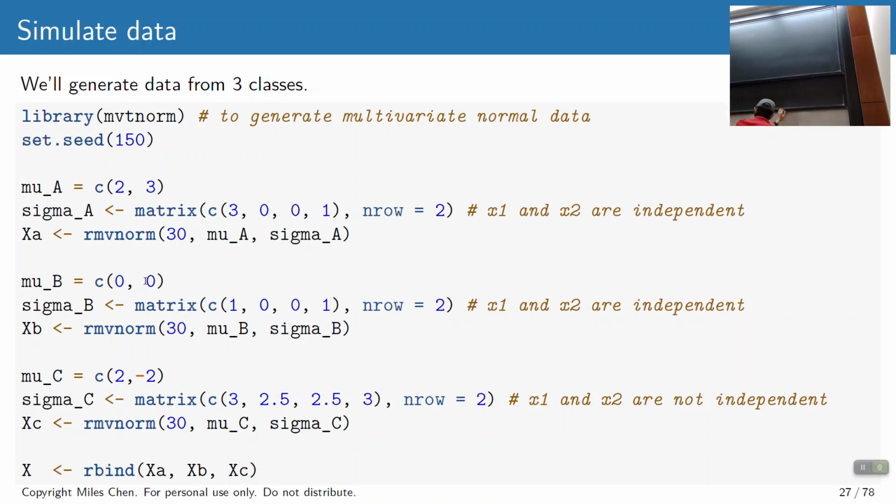So class A will have a mean up here. This is the mean of A. This is the mean of B. And 2, -2 is going to be the mean of class C.